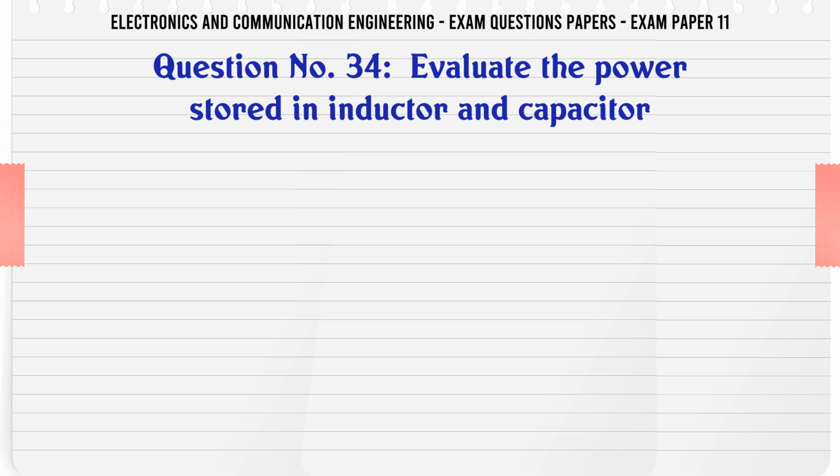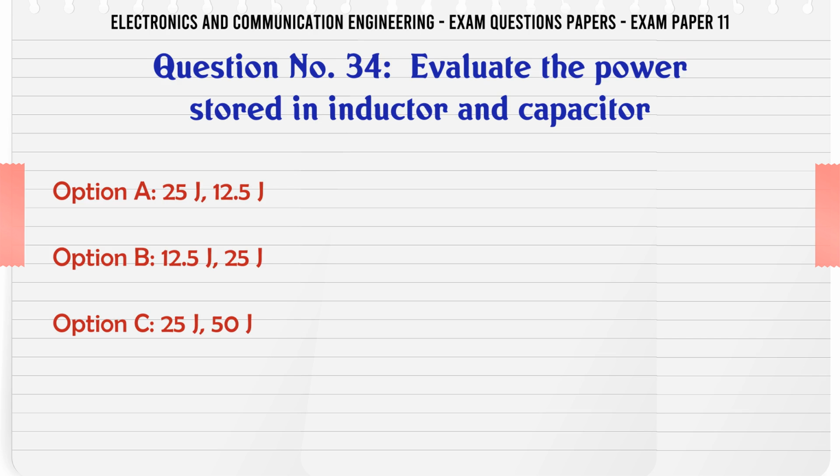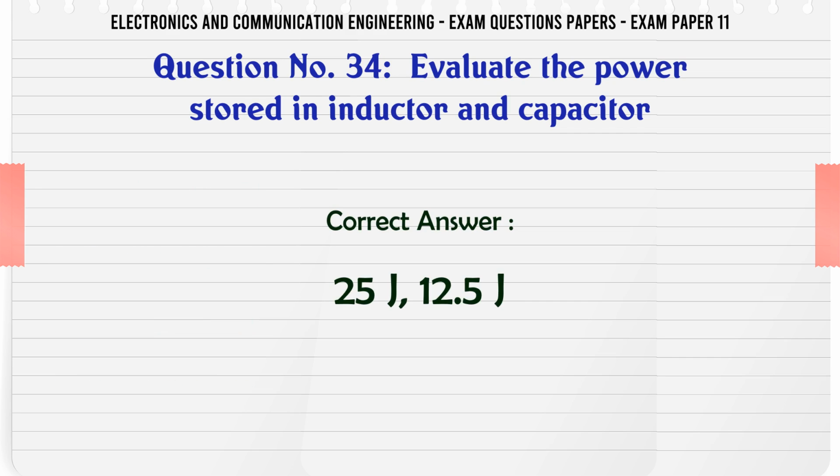Evaluate the energy stored in the inductor and capacitor. A, 25 J, 12.5 J; B, 12.5 J, 25 J; C, 25 J, 50 J; D, 12.5 J, 50 J. The correct answer is 25 J, 12.5 J.